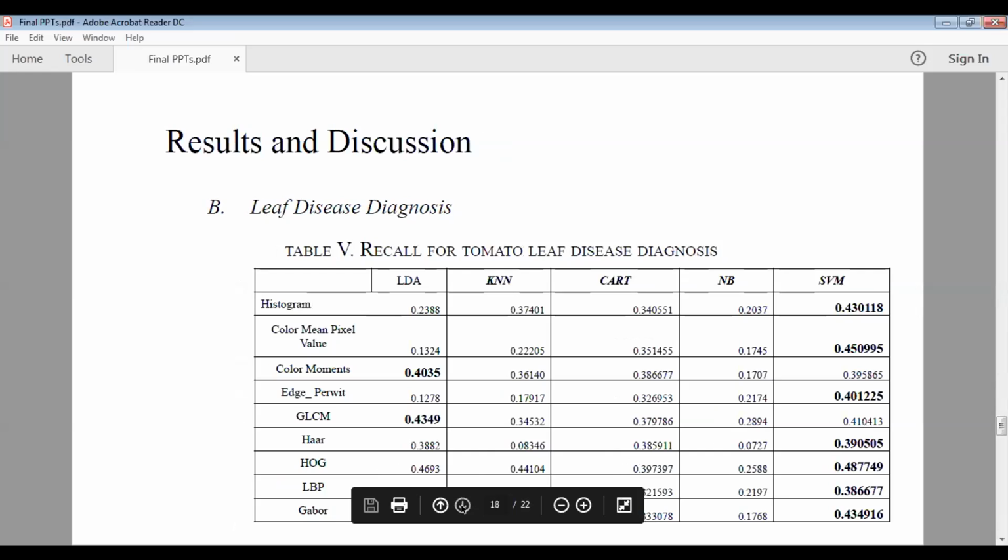Precision. Now this is the recall. In recall also we can see that SVM is better than the others. So all these figures show that SVM is better than the other algorithms.